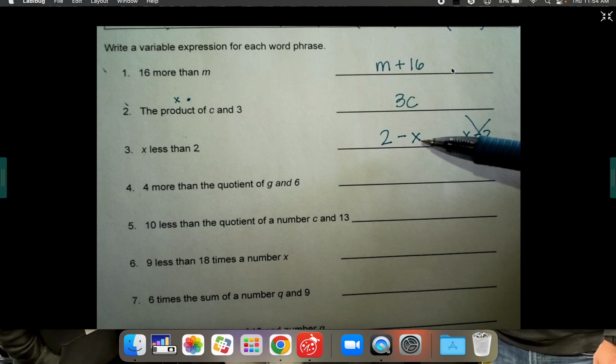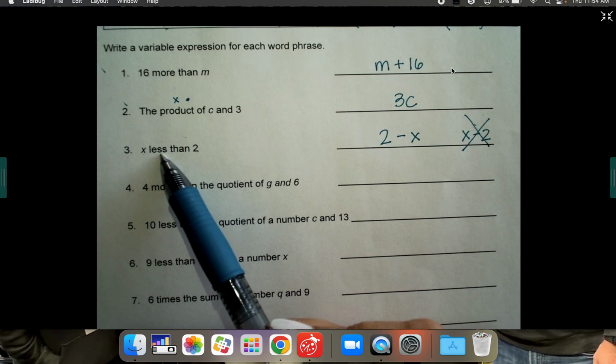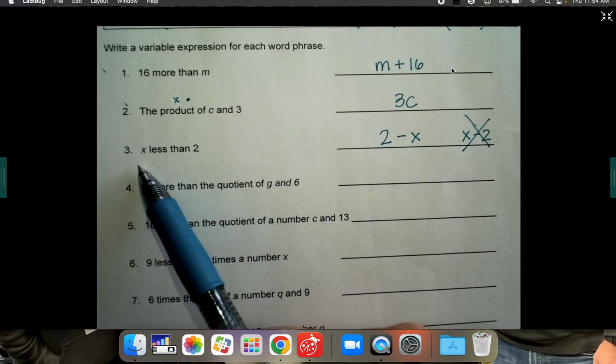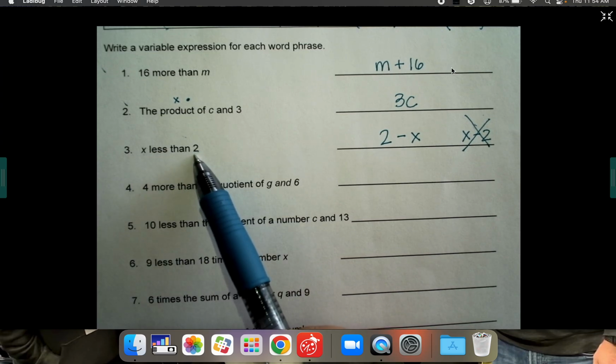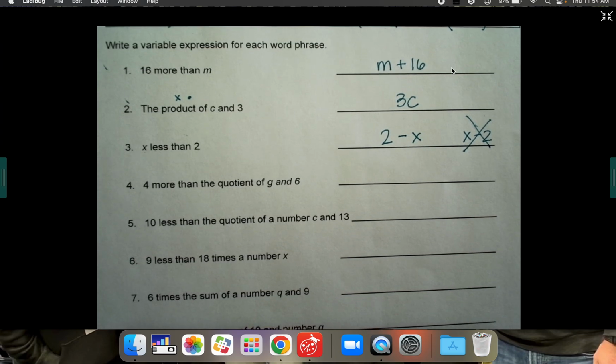2 minus 10 is negative 8. 10 minus 2 is positive 8. So those are different answers. So this is not correct. This is x is less than something that was already written there first. So the 2 is written first, and then it's x less than that. So we're subtracting x from that. I hope it makes sense.